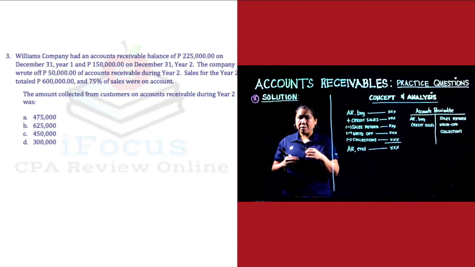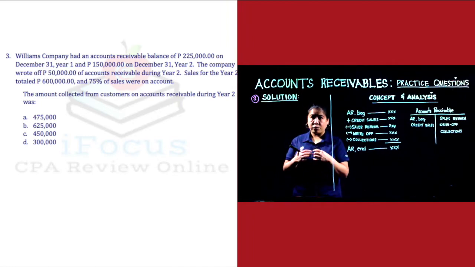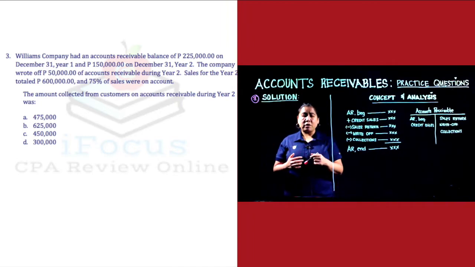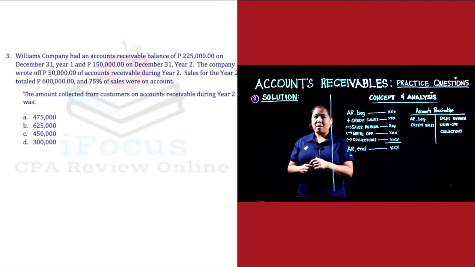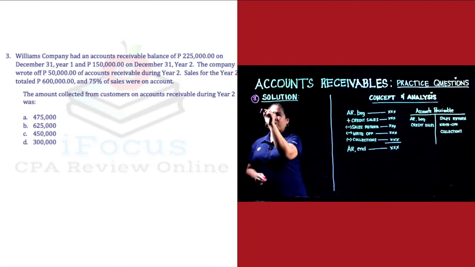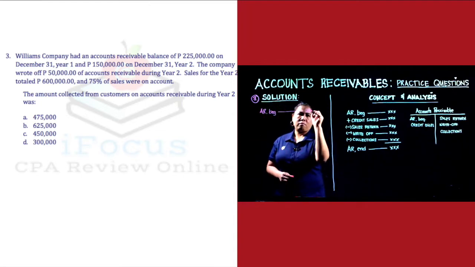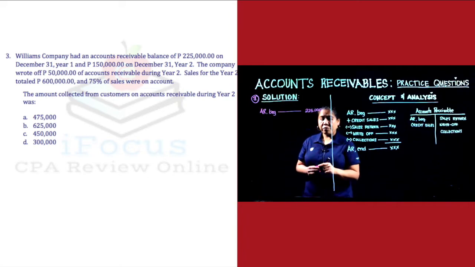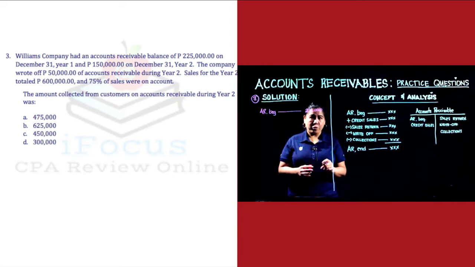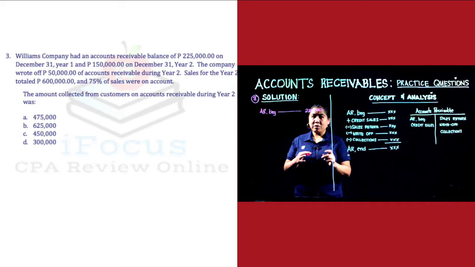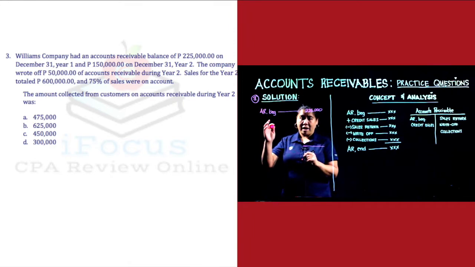So, ang hinahanap ng problem, yung collections for year 2. This 225,000, yan po ang magiging beginning balance natin na accounts receivable. Diyan po tayo mag-uumpisa ng ating solutions. And 150,000 on December 31st, year 2. So, dito sa problem, binigay na sa'yo agad ang ending balance ng iyong accounts receivable ending.